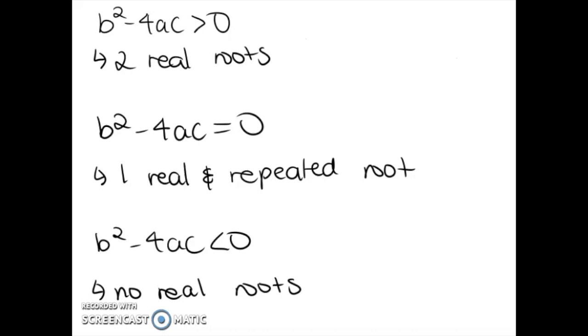So if b squared minus 4ac is bigger than 0, then that means you have 2 real roots, and this makes sense because in the quadratic formula, when you square root something bigger than 0, then you will get 2 real numbers, a positive and negative one. If it is equal to 0, then you get 1 real repeated root, or also known as equal roots, because if you square root 0, then that means you get 0. And if b squared minus 4ac is less than 0, then that means you have no real roots, because you can't square root something that's less than 0 and get a real number.